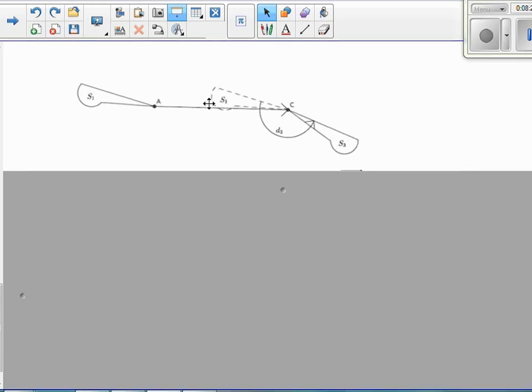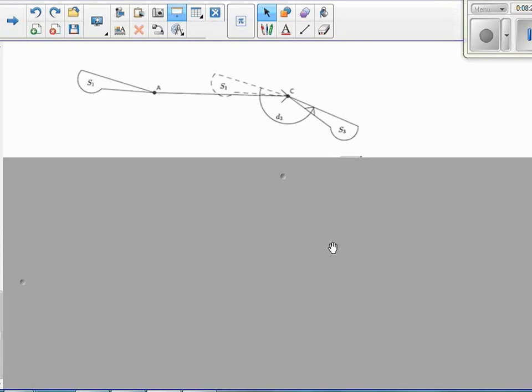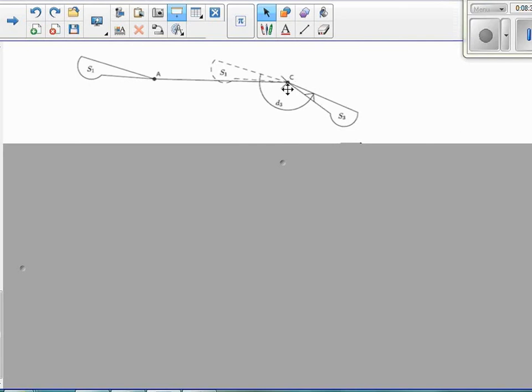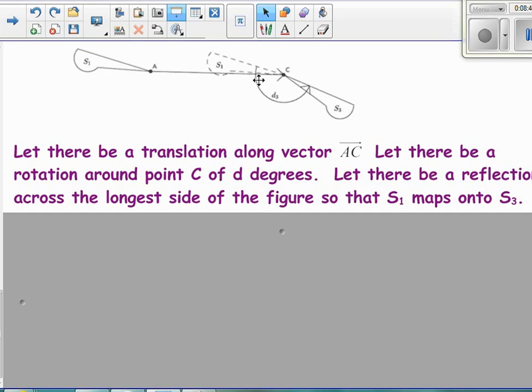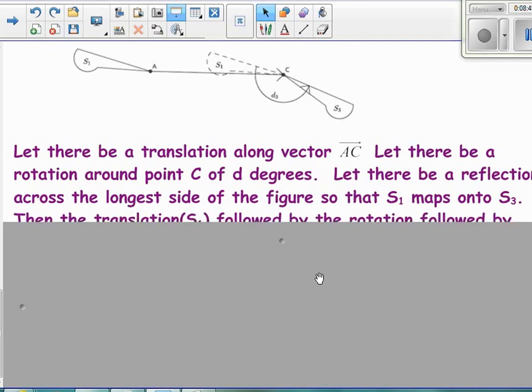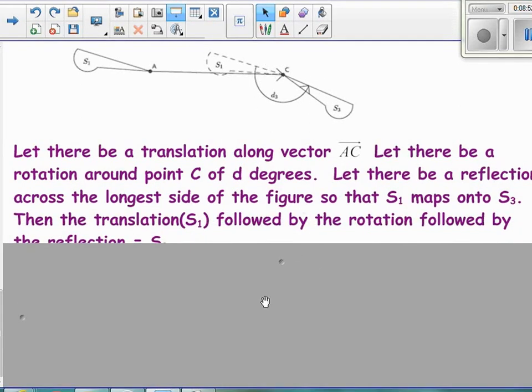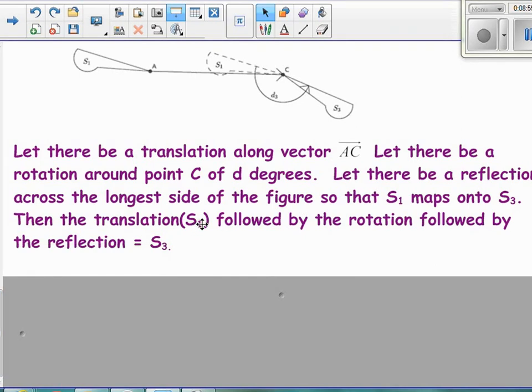So they're mirror images of each other, and the longest side here is lying on top of the longest side here. And then reflected over that longest side so that S1 would map onto S3. In other words, let there be a translation along vector AC, let there be a rotation around point C of d degrees, and we're rotating in a counterclockwise direction. Then let there be a reflection across the longest side of the figure so that S1 maps onto S3. So then we can say the translation of S1 followed by the rotation followed by the reflection equals S3.